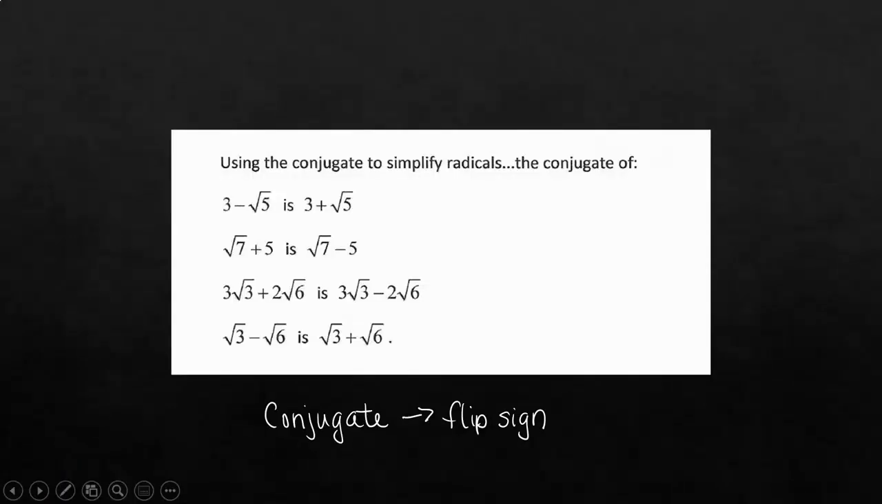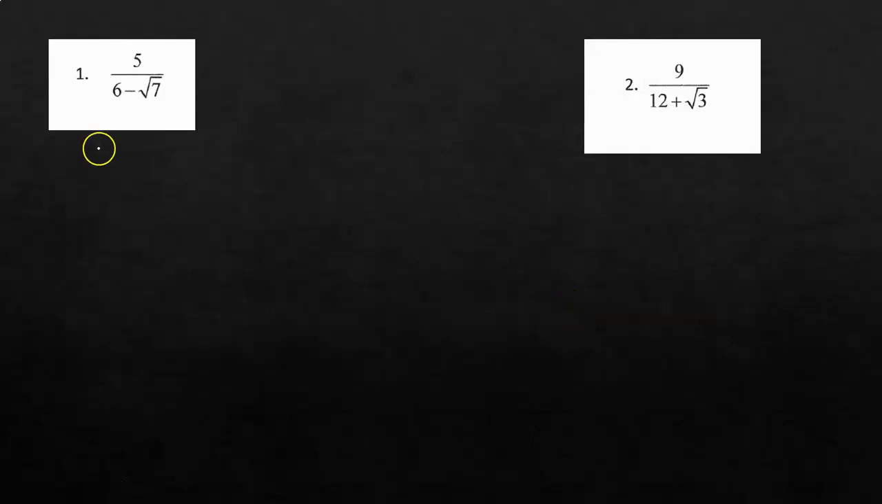All right, number 1 is 5 divided by 6 minus the square root of 7. So we're going to multiply both the numerator and the denominator by that conjugate. You just change the middle sign.